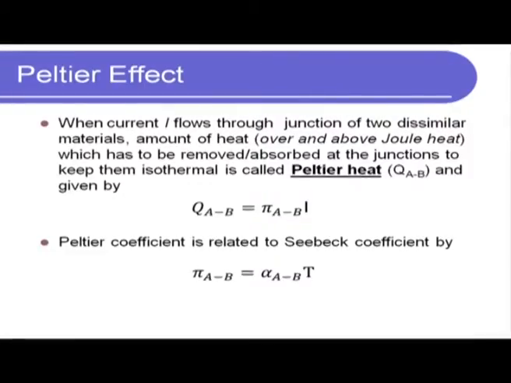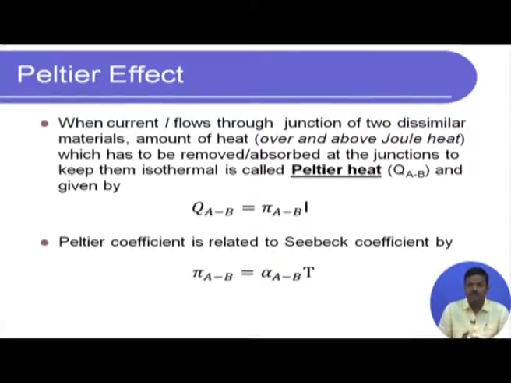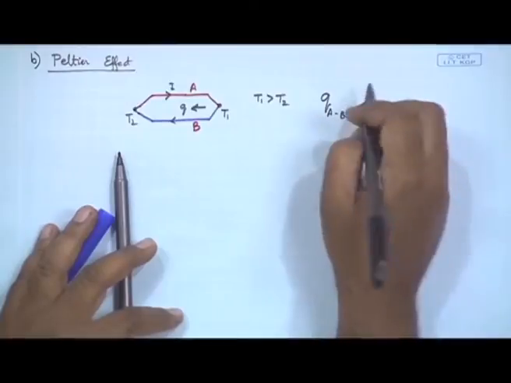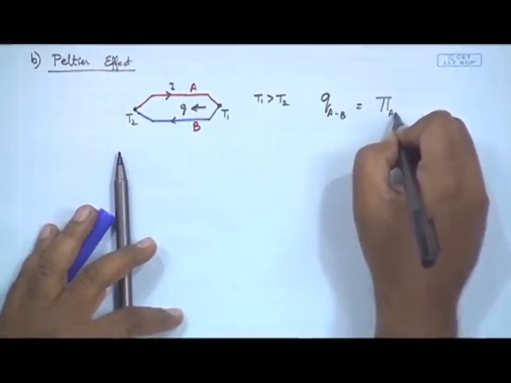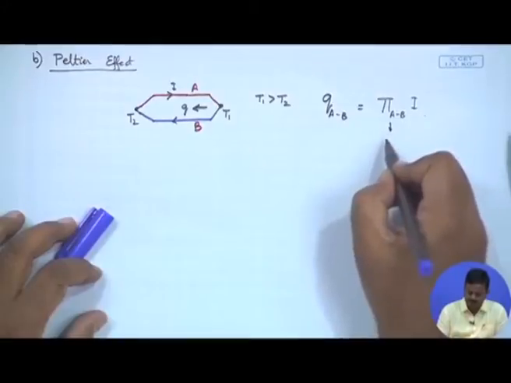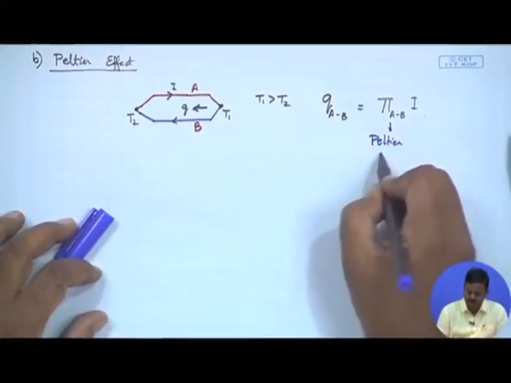The Peltier effect says that when a current flows through a junction of two dissimilar materials, the amount of heat, and this is over and above Joule heating, because whenever you have a current flow you will have Joule heating, but there is an amount of heat over and above Joule heat which has to be removed or absorbed at the junctions to keep them at constant temperature. Okay. And this additional heat is known as Peltier heat and is given by this expression. I will denote it as Q of A to B is equal to pi AB times current, and here again this pi AB is known as the Peltier coefficient.